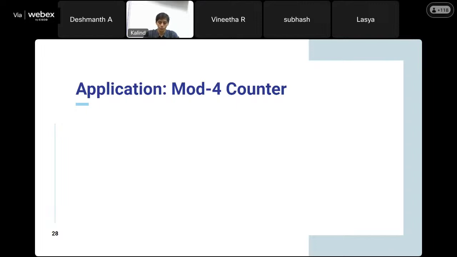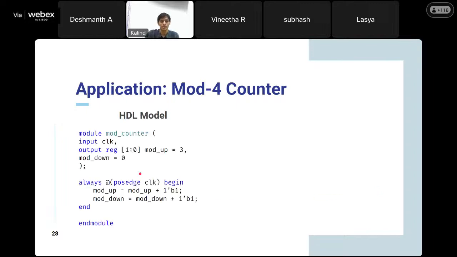The application that we are going to show you today is a mod 4 up and down counter together on the FPGA. So what does it mean by up and down counter? Just go by the name. Up means it will count 0, 1, 2, 3. Again after 3 it will come back and count 0, 1, 2, 3, and so on. But what does it mean by down counter? It will start its counting from 3, then go down 3, 2, 1, 0, and again go back to 3. So that's how it will count, right? So yeah, let's begin. The HDL model of this simple mod 4 counter will look like this.